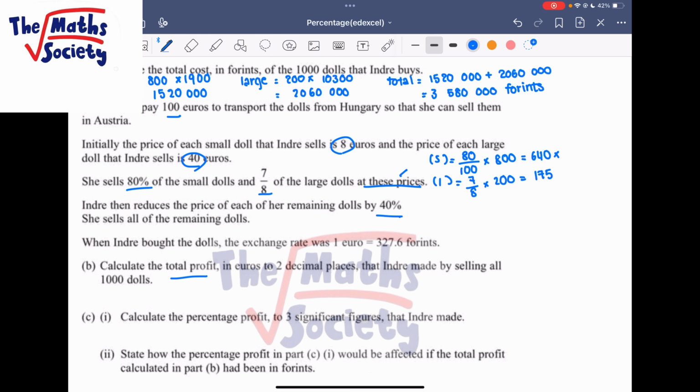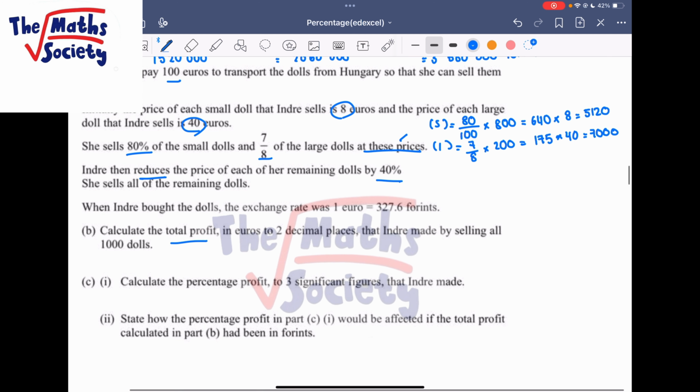So that would be 640 multiplied by 8 euros, because she sold the small ones at 8 euros. That would be 5,120 euros. And then she sold the larger ones at 40 euros. So that would make 7,000 euros. And then she reduced the price by 40%. So we want to know how much she had reduced.